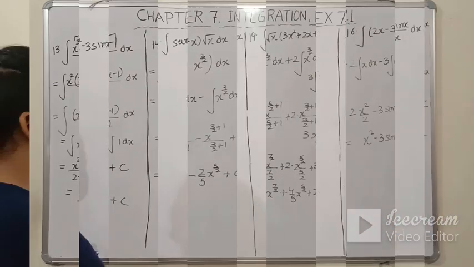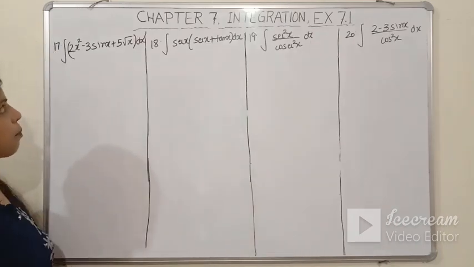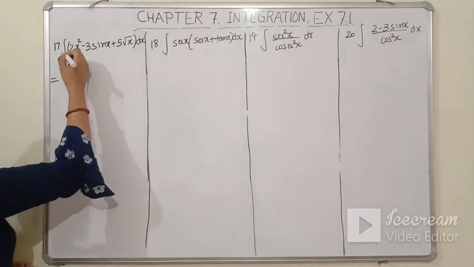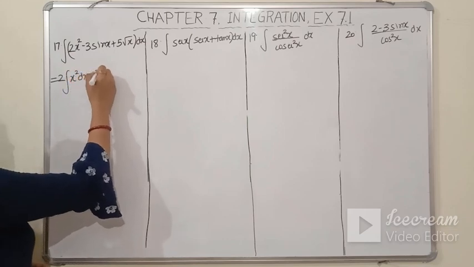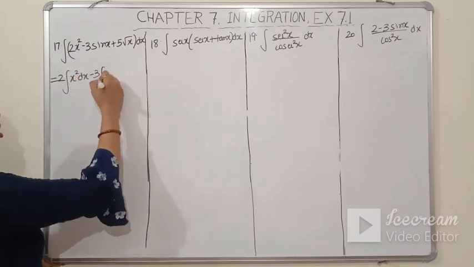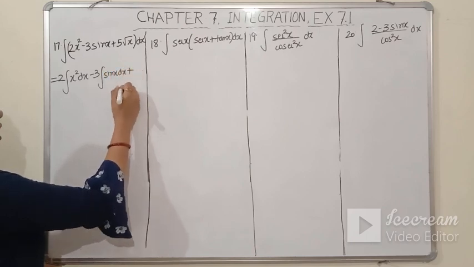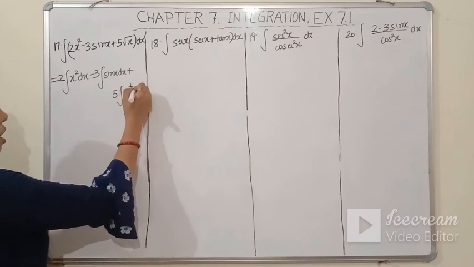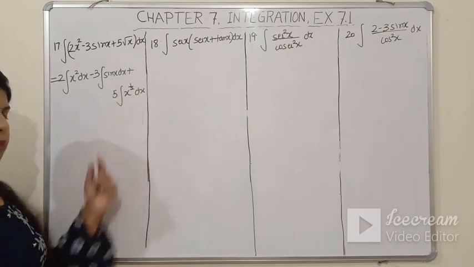Please note down. So students, our next question is question number 17, that is integration of 2x square minus 3 sin x plus 5 root x. So again, proceeding in the same manner, taking the 2 outside, integration of x square dx, minus 3 can be taken outside, so integration of sin x dx, plus 5 can be taken outside, the square root, taking the square root as power 1 by 2, so it will be 5 integration of x raised to power 1 by 2 dx.